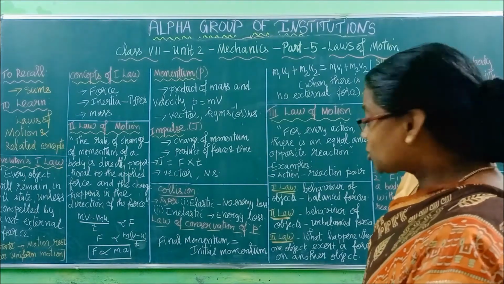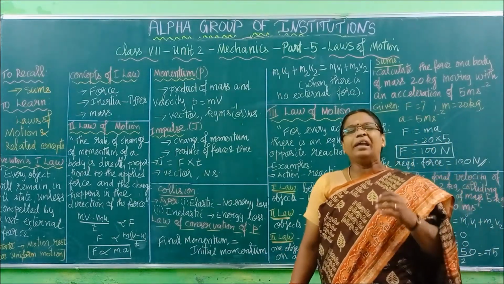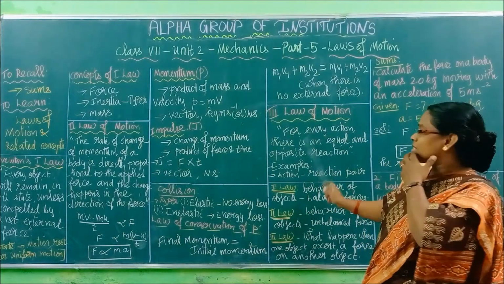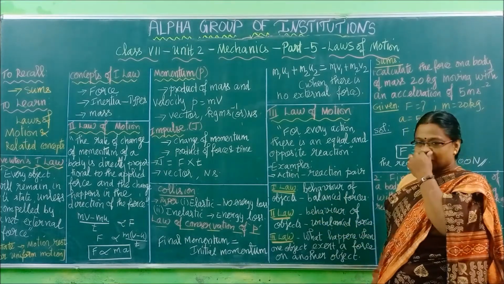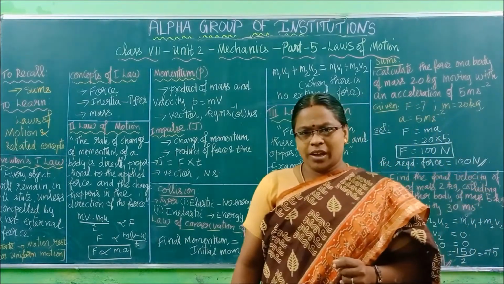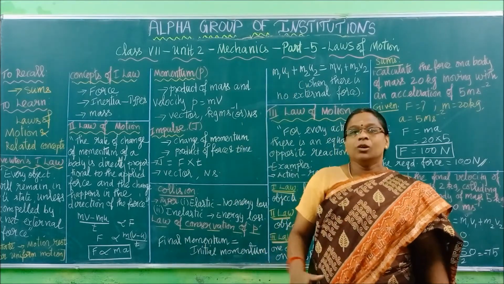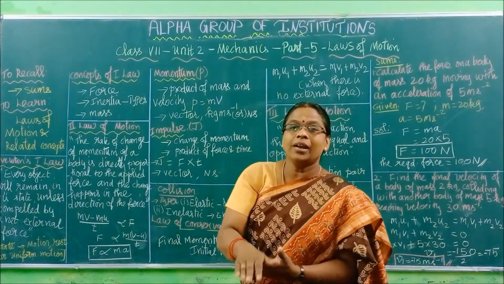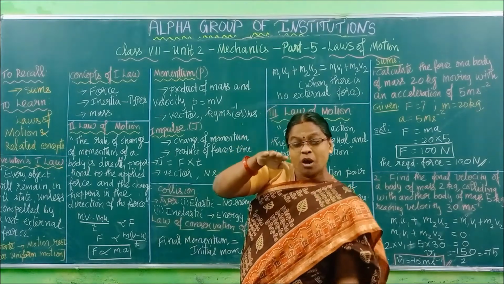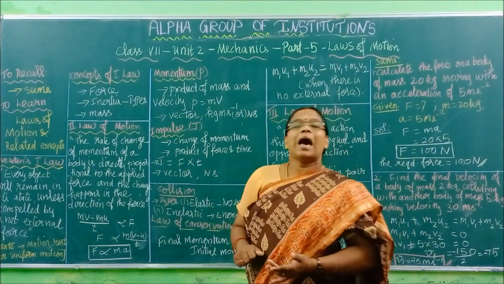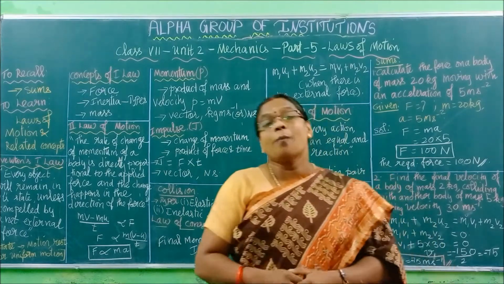Right. Now we are moving to the next concept, children: the third law. A very simple law, but a very important law, with many applications. This law states that for every action, there is an equal and opposite reaction. This happens even in our life. For example, if I tap on my bench, this is my action. The bench also gives some reaction. What I do is action, what the bench gives is reaction, and they act in opposite directions.